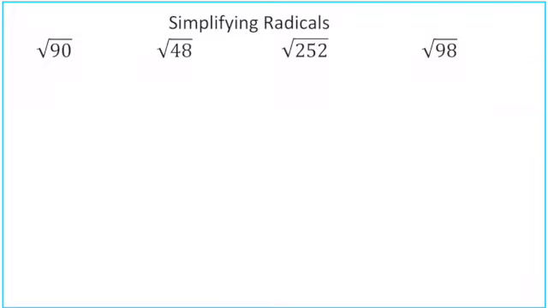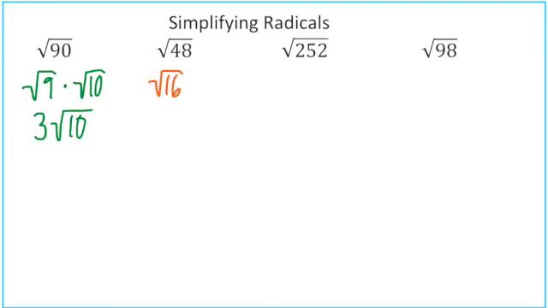Radical 90. Is there a perfect square that we can divide out of 90? Yes, we can divide 90 by 9, and that would be radical 9 times radical 10. And then you just need to simplify your radical 9 into a 3 radical 10. Alright, next up, radical 48. The biggest perfect square that you can divide out of 48 is 16, and that would leave you with 16 times 3. Now we just simplify the radical 16 and get a final answer of 4 radical 3.